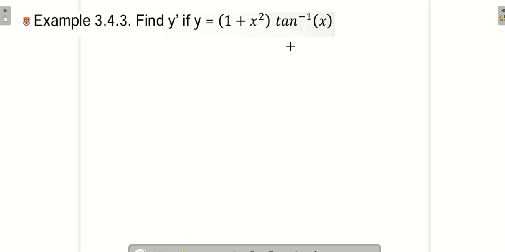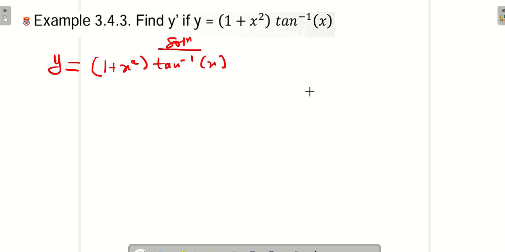Now let's continue with our questions on the derivative of inverse trigonometric functions. Now we shall be looking at this question first. Here we are to differentiate to find y prime of the function y is equal to 1 plus x squared, the tan inverse of x. We are to differentiate this.